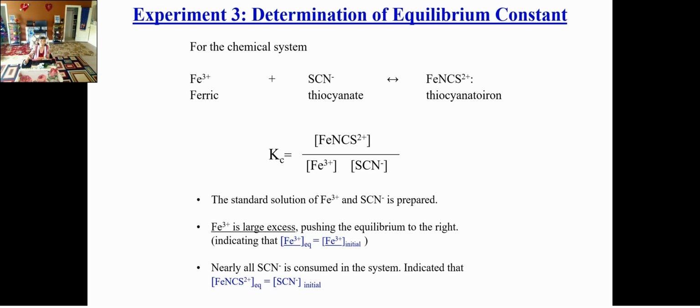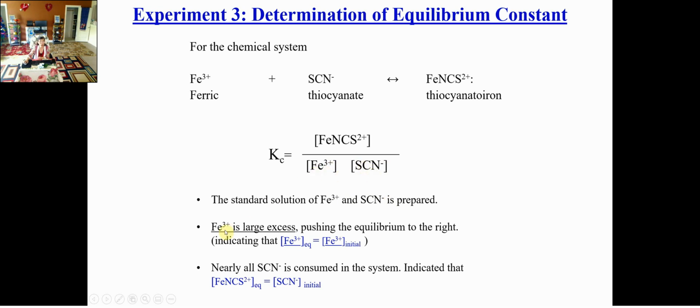What you are going to do is use ferric ion, Fe3+, reacted with thiocyanate, SCN negative. You are going to produce the thiocyanato iron complex. This reaction is going to allow you to calculate K. Your K, the equilibrium constant based on concentration, is expressed by the concentration of your product divided by the concentration of the two reactants. The solutions of your Fe3+ and thiocyanate will be prepared, so you are going to know the concentrations of these two reactants.